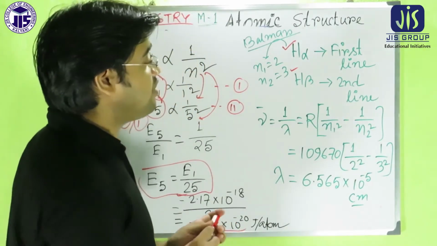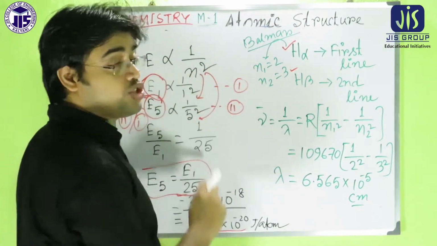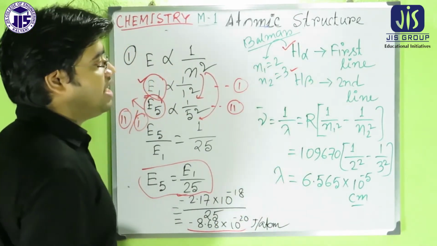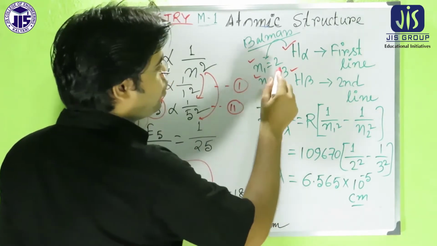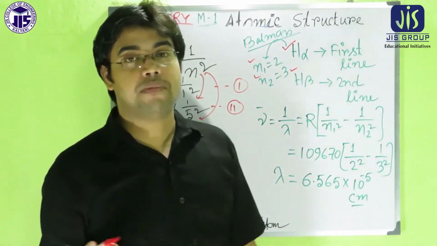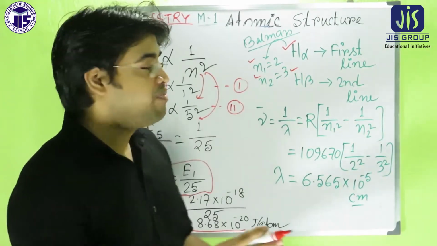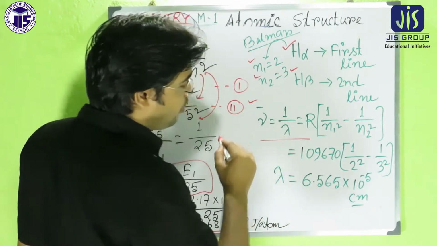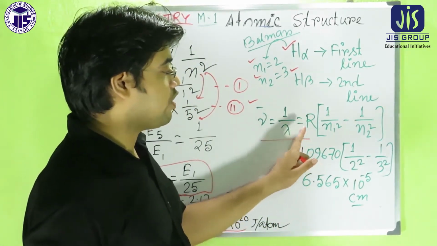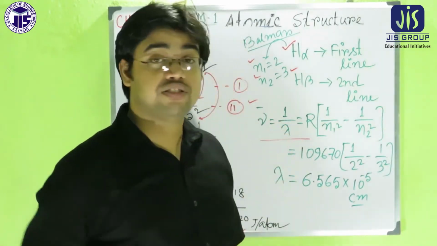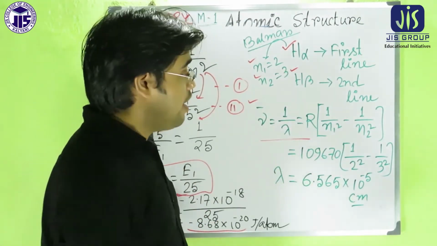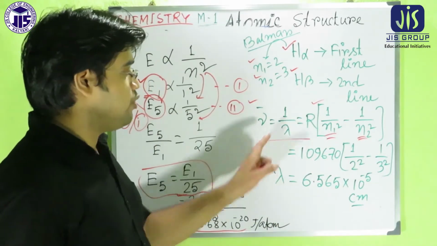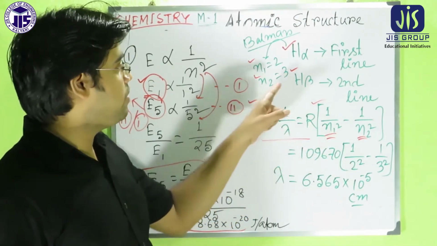Now if H alpha is the first line, and it is mentioned in the question that it is the Balmer series, then n1 equals 2 and n2 equals 3, because you know in the case of the Balmer series the electron comes from 3 to 2. Then obviously nu bar equals 1 by lambda equals R, where R is the Rydberg constant, whose value is also given in the question, times 1 by n1 square minus 1 by n2 square. Then you put in the value of the Rydberg constant, and it will be 3 to 2.